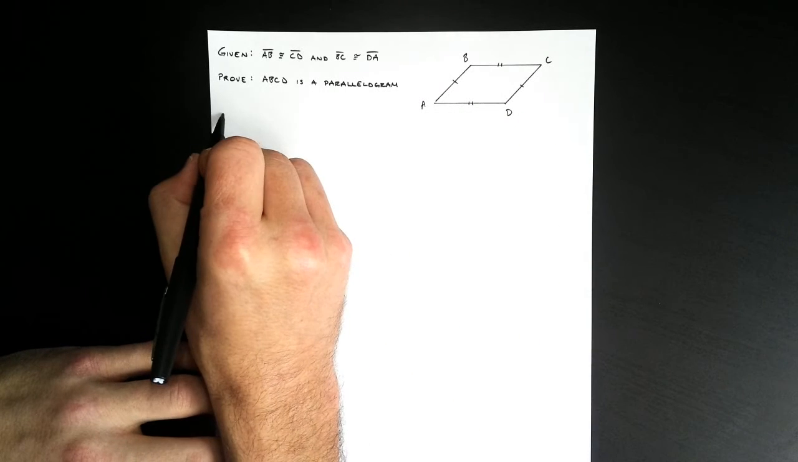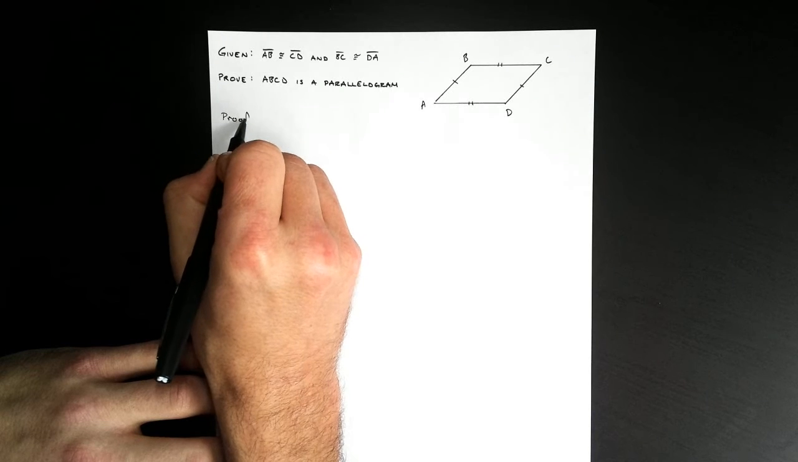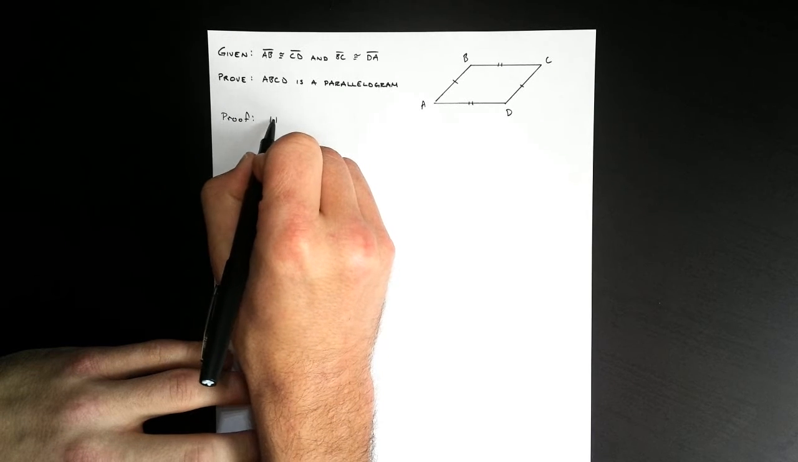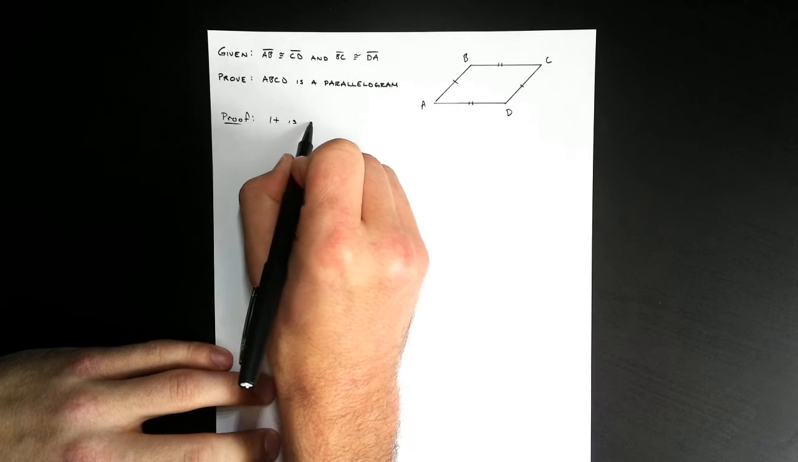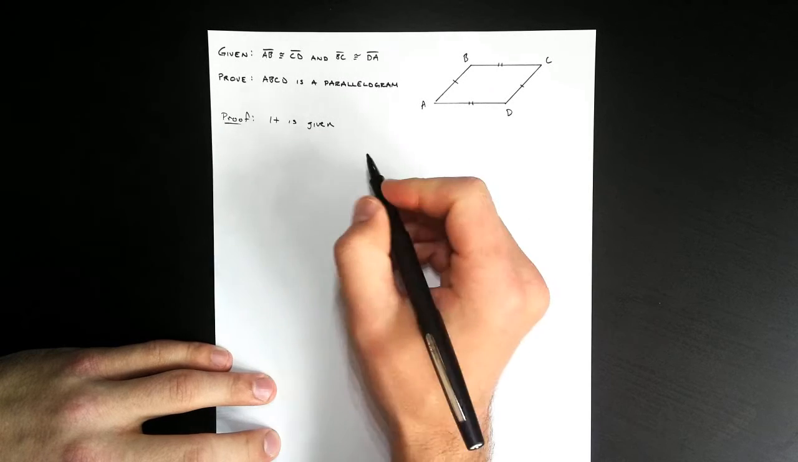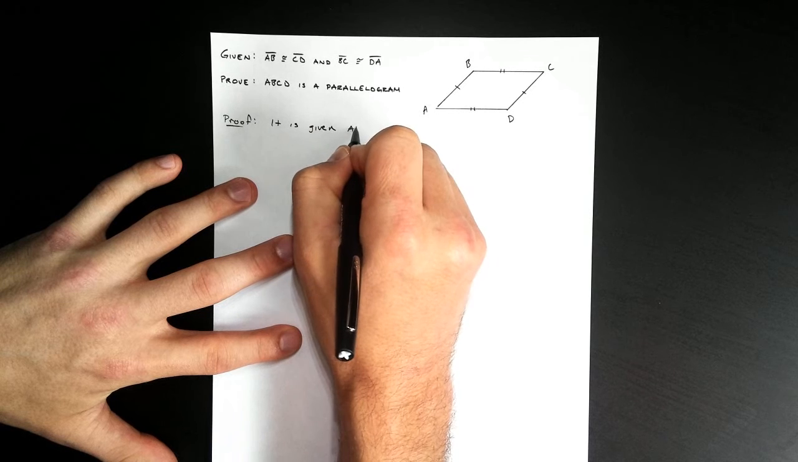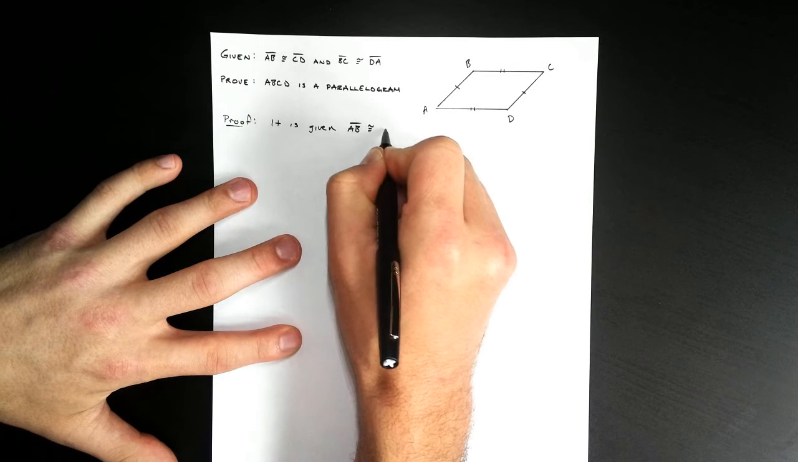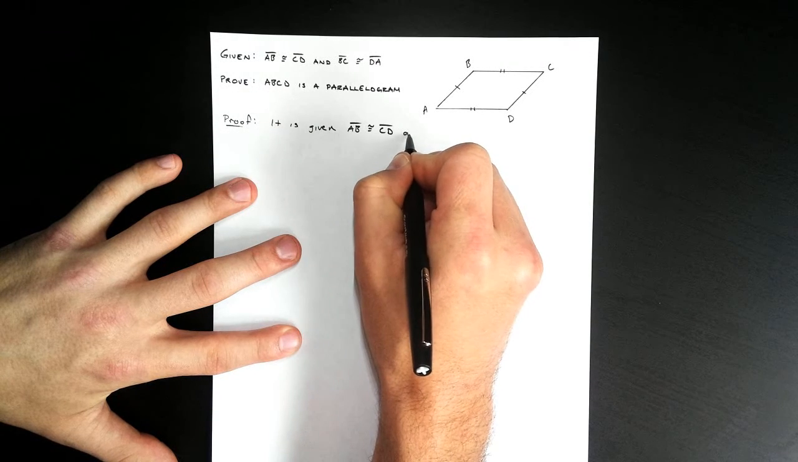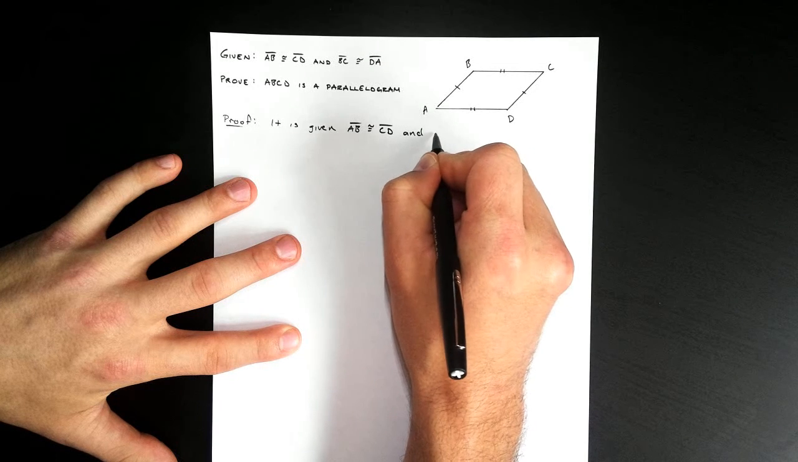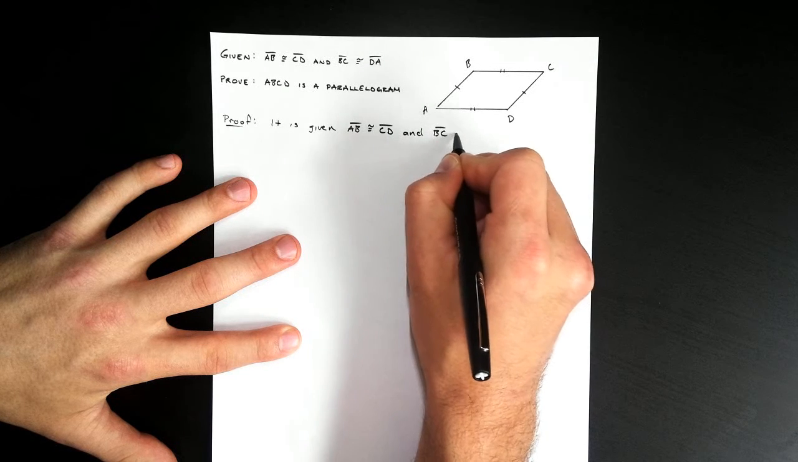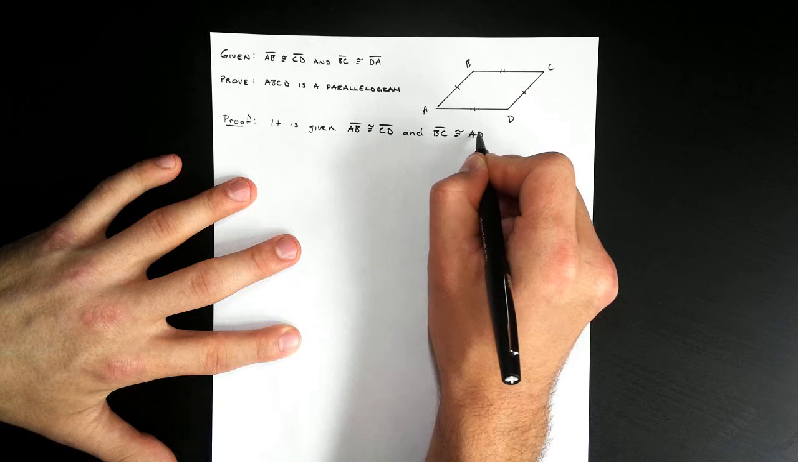So let's start our proof with our given information as usual. It is given that the two pairs of opposite sides are congruent, so we know that AB is congruent to CD, and we know that our other pair, BC, is congruent to AD.